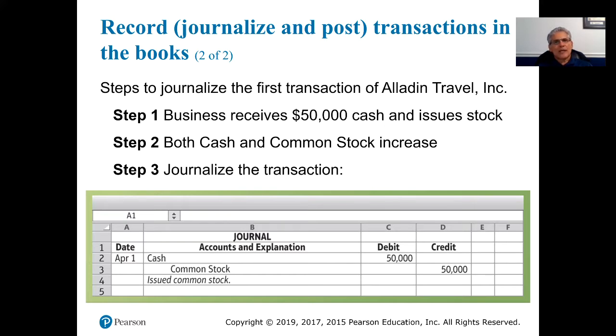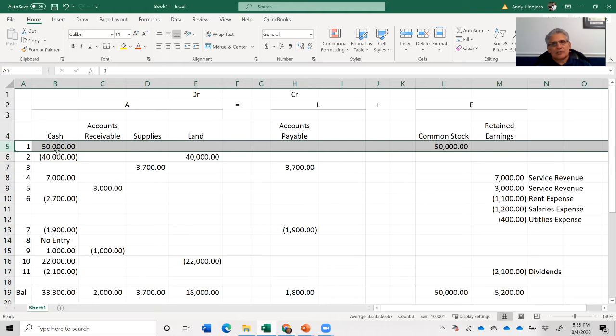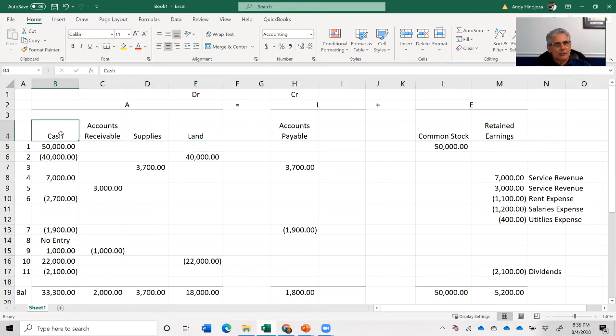So let's go ahead and look at the transactions for Aladdin Travel and show how we would record those transactions. The first transaction was the company issuing common stock for a total of $50,000. With that, they received $50,000 in cash. We already talked about this. Cash increased, common stock increased as well. And then later, we've discussed debits and credits.